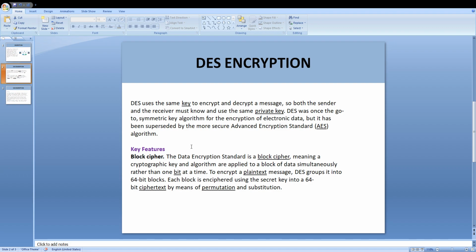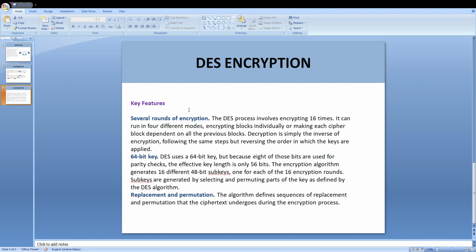The key features of DES encryption are: the first one is the block cipher. The block cipher means the Data Encryption Standard is a block cipher, meaning a cryptographic key and algorithm are applied to a block of data simultaneously rather than a bit at a time. To encrypt a plain text message, DES groups it into 64-bit blocks. Each block is enciphered using the secret key into a 64-bit ciphertext by means of permutation and substitution.